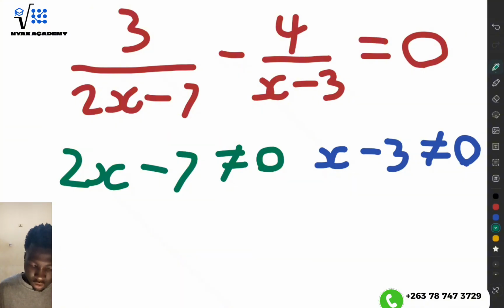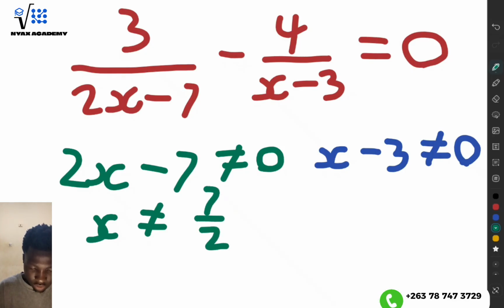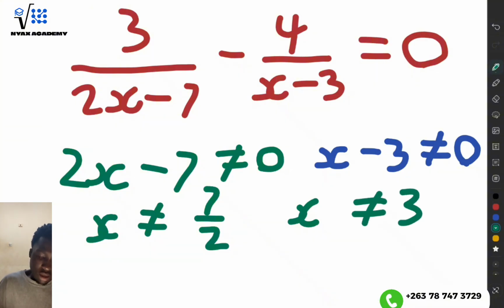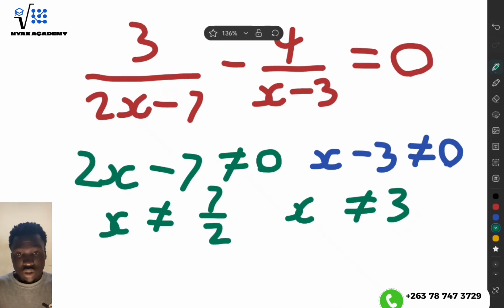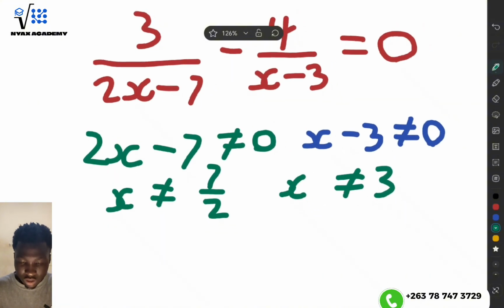So x cannot take the value of what? Of 7 over 2, right? And also x cannot take the value of what? Of 3, and so from the values, they cannot take these two values, because they make the denominator part equal to 0.